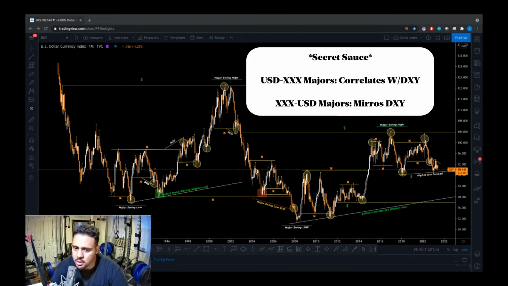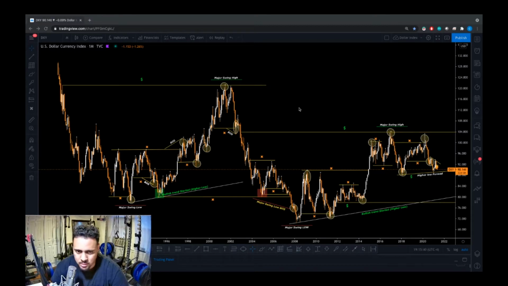If you're trading a USD XXX pair, such as USD JPY, it will more often than not follow the price action that the Dixie's doing. Vice versa, if you are trading something like Euro USD, which is a XXX USD pair, it will more than likely do the opposite of what the USD, the Dixie, is doing. Simply put, it's not a holy grail thing where you just trade opposite all the time. You still need to read price action, follow break of structure, but the point is the Dixie allows us to have a confluence in price action when we're trading.